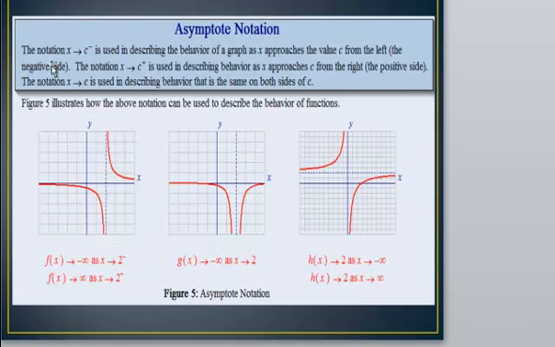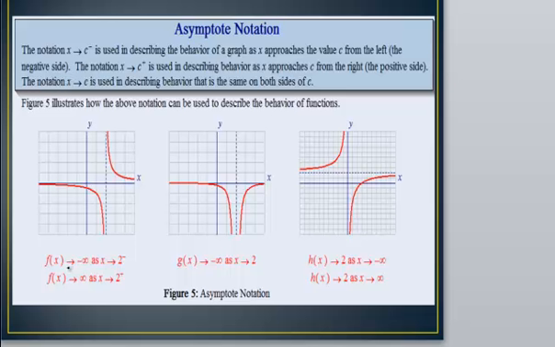Asymptote notation. The notation x approaches c from the negative side is used in describing the behavior of a graph as x approaches the value c from the left, the negative side. This notation is used for describing the behavior as x approaches c from the right, or the positive side. The notation x approaches c is used in describing behavior that is the same on both sides of c.